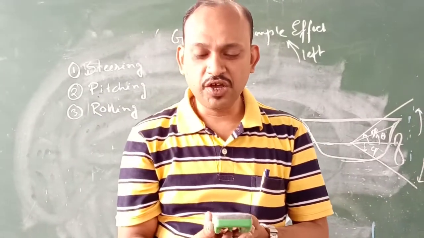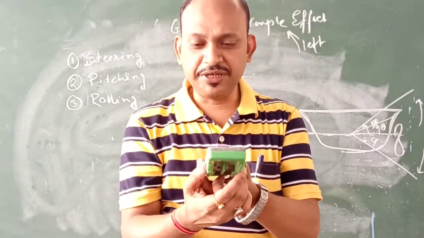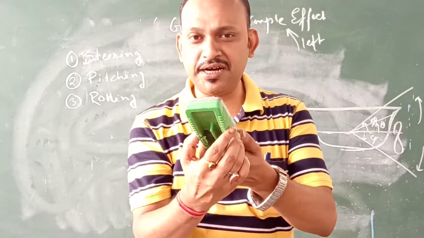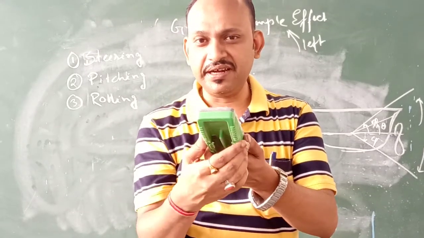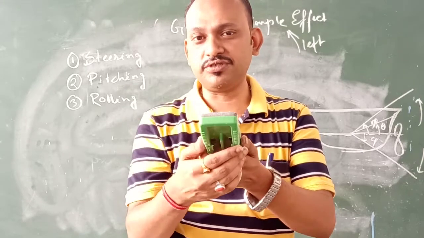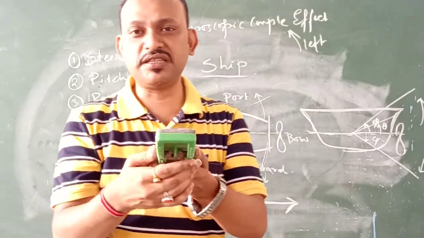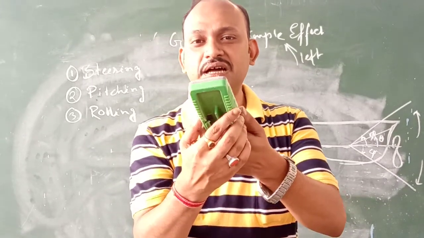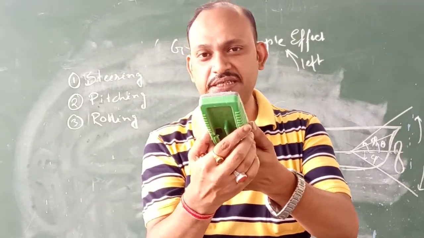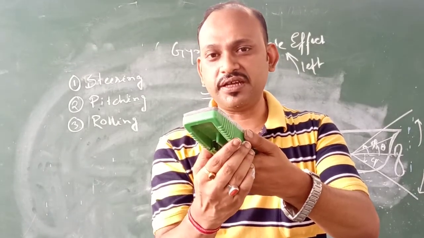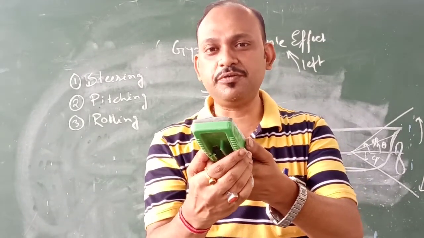So that means when the ship is pitching in the upward direction, it has actually to turn through a certain angle in the right direction. Otherwise it will not be able to balance the forces and the moments which are acting on the system. It will pitch in the upward direction, but side by side it has to turn somewhat towards the right direction. Then only it will be able to balance.